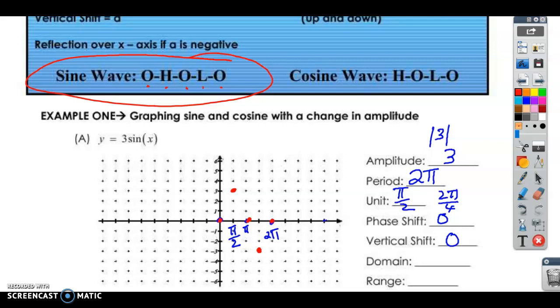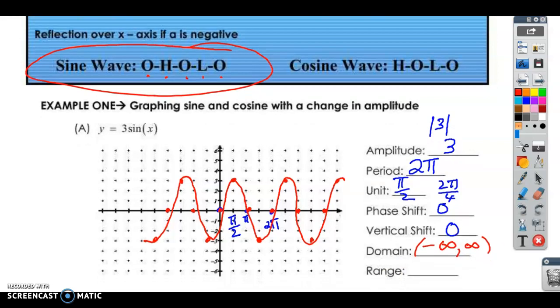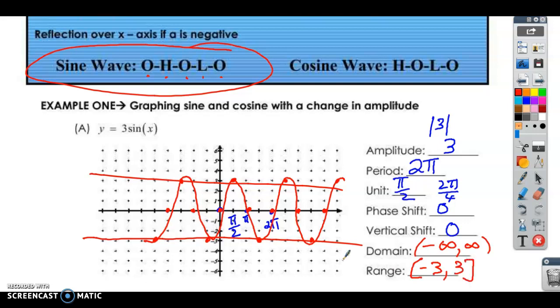Now we want to do that a couple times, so what I usually recommend is that you do that all the way up and down the graph, in both directions, and then you just draw in your graph. The domain is -infinity to +infinity. It's the same for all sines and cosines. And the range goes from the lowest y value to the highest y value. That's going to be -3, including -3, so hard bracket, -3, 3, hard bracket.